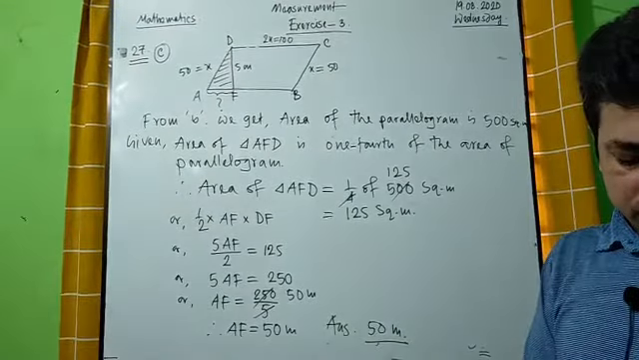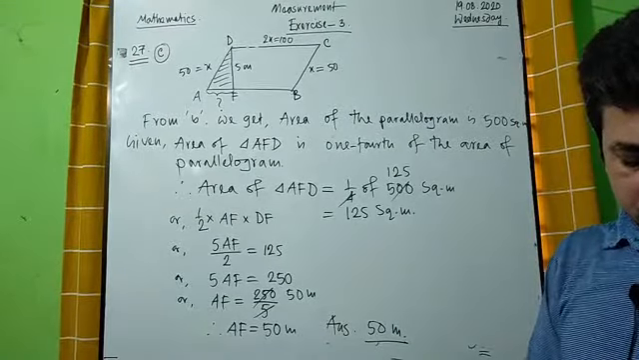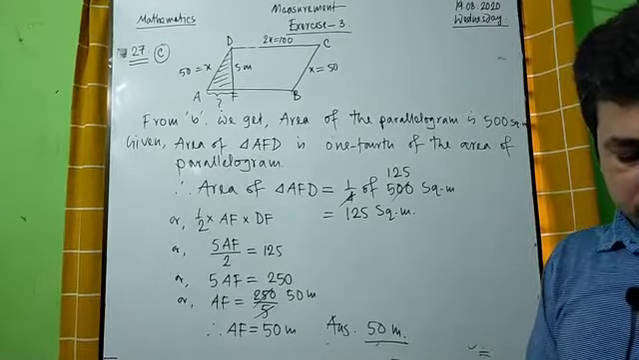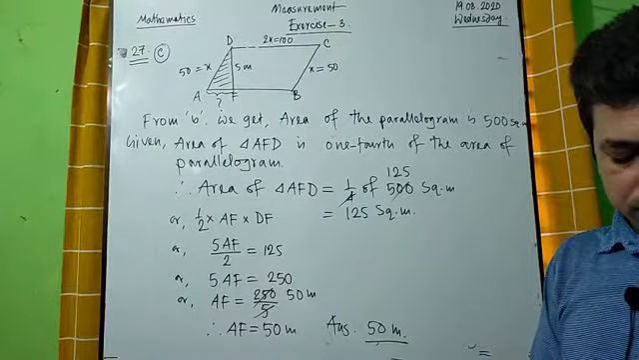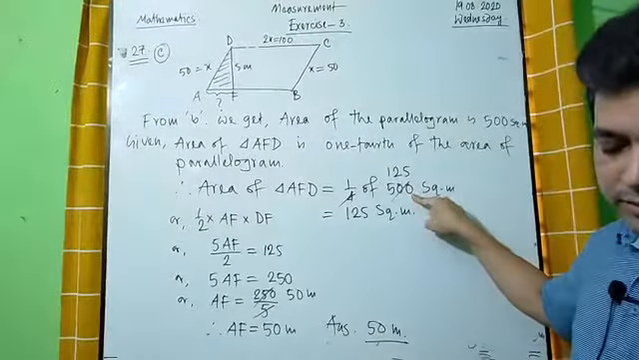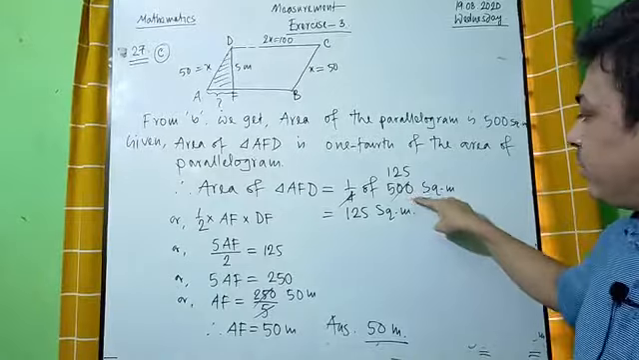Oh sir, I understood. Okay, very good. Done, sir. 1/4 of 500. Already I have written. 500. 500.